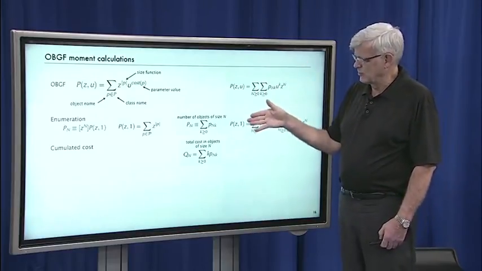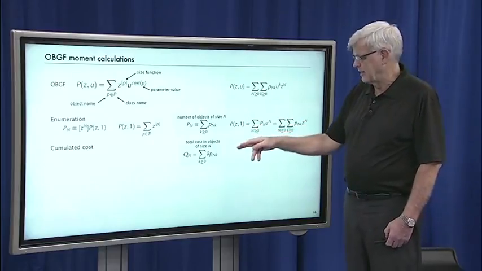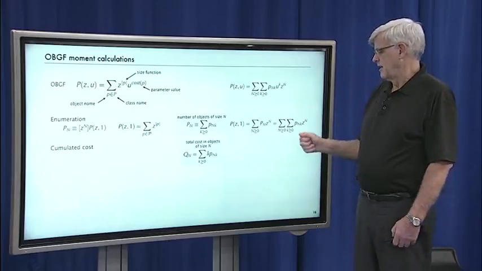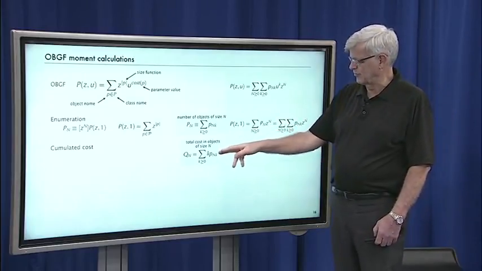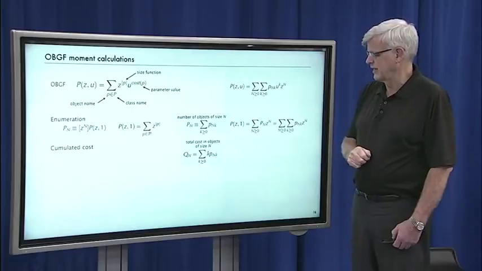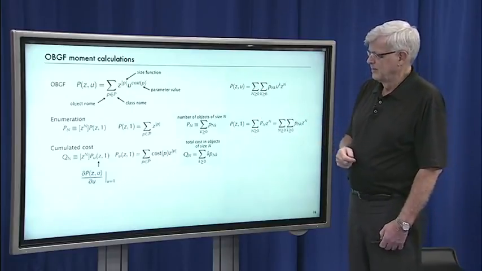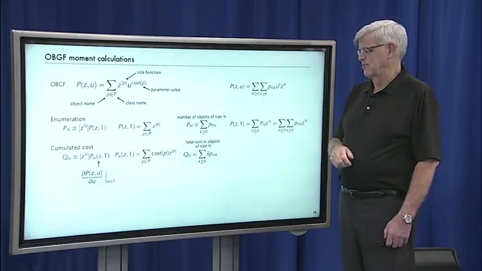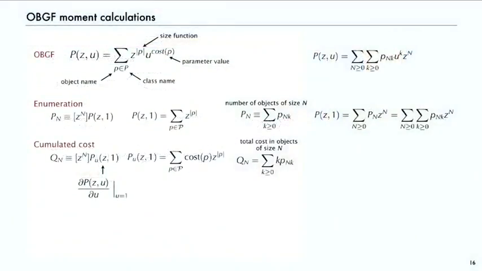So we're interested in the total cost in objects of size n. So again, that's for all values of k. We multiply the number of objects of size n that cost k by k. That gives the cost for all of those objects, and then we sum over all values of k. We'll just call that q_n. What's that value in terms of the generating function? Well, what we do is we differentiate with respect to u, that's the marker variable for the cost, and then evaluate at u equals 1. So that's the partial with respect to u of the ordinary bivariate generating function evaluated at u equals 1.